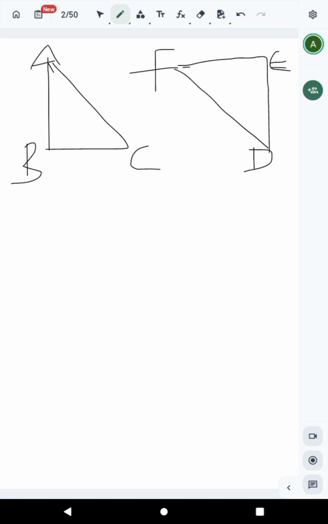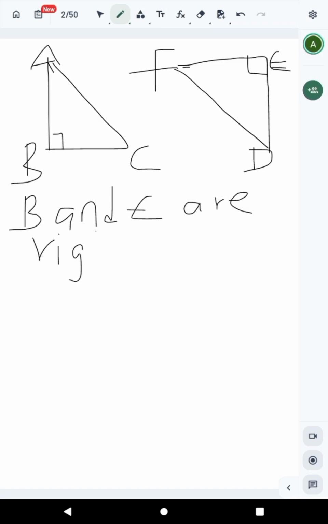Now from the question, B and E are right angles. So here is going to be a right angle, and we have a right angle here. So B and E are right angles.